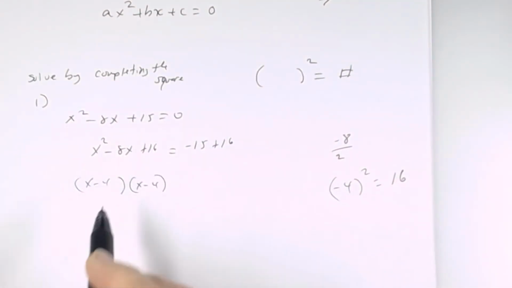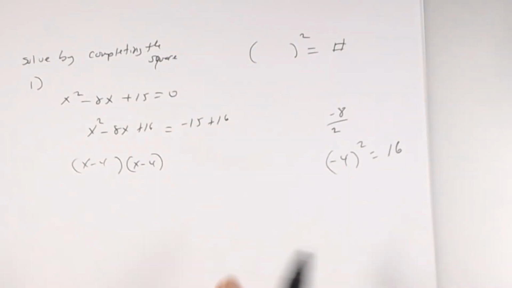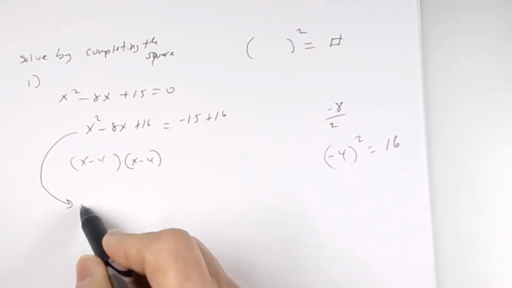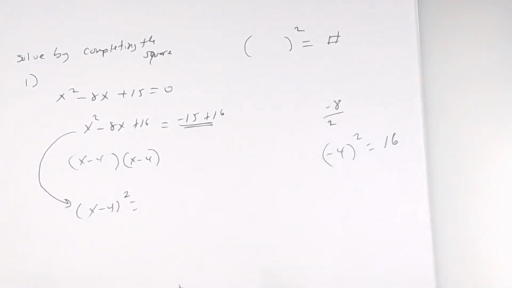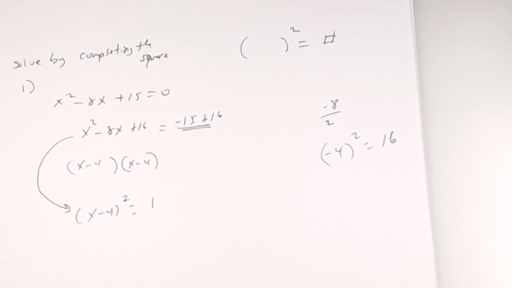Yeah. So now, what you want to do is, remember from a previous course, another way to write x minus 4 times x minus 4 is by just saying x minus 4 squared. Okay, so now we get x minus 4 squared. So I'm going to go from here to here, equal, and what's negative 15 plus 16? 1. All right, so that was part B.